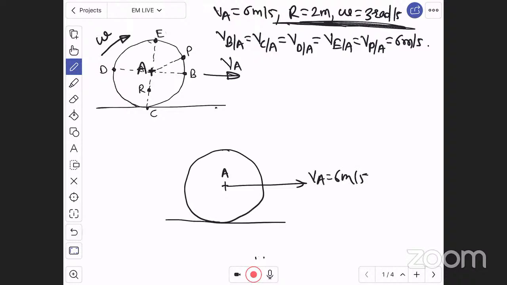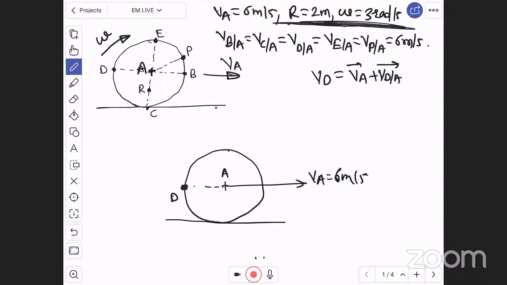With velocity of A is 6 meter per second. Now with respect to A, D point is at this location, there will be a D point. Now this D point will be having same velocity. Now velocity of D is nothing but velocity of A plus velocity of D with respect to A, and this is a vector addition. This is a vector addition, right?